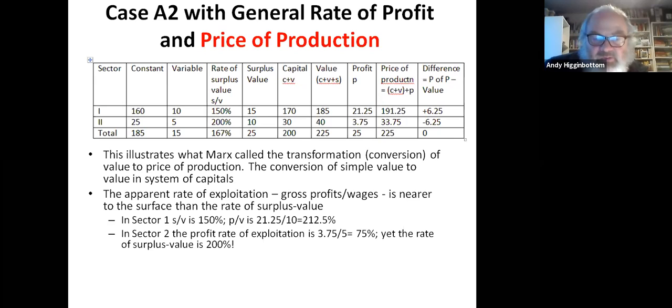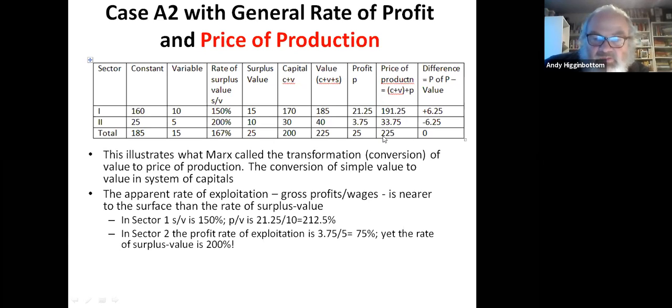Now, there is a point here which I've commented on before, and again, it's another example of it. If you look at the rate of surplus value of these two sectors, it's higher in sector 2 than it is in sector 1. The workers in sector 2 are paid less than the workers in sector 1. The wage rate is lower by something like 30% lower, okay? However, if you look at the profit against wages, then it would appear that the workers in sector 1 are more exploited than the workers in sector 2.